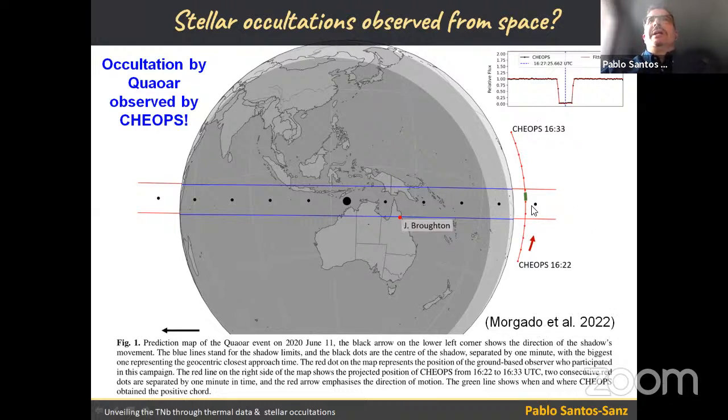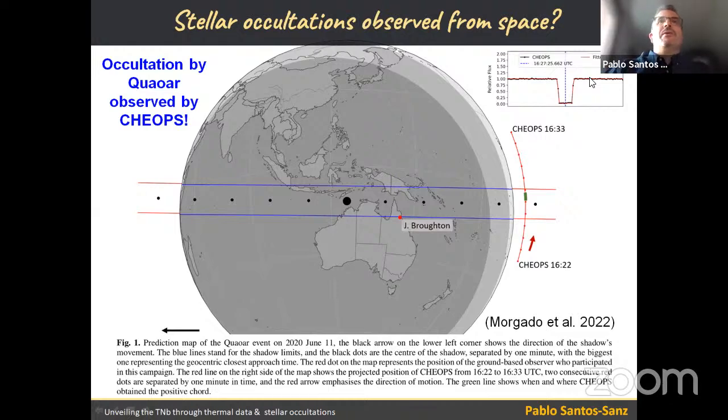And you can see here the prediction. In blue is the shadow path. In red, you have the trajectory of the satellite, and in green, where exactly the occultation was detected. And here the light curve derived from the satellite.